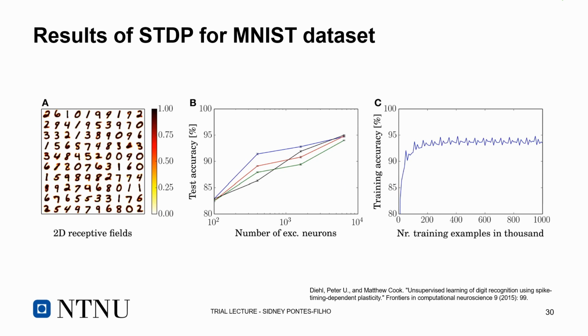When we increase the number of excitatory neurons, that is the graph in the middle, we have the test accuracy increasing up to 95% accuracy. And when we add more and more training samples, that is the one on the right side, we have an increase in training accuracy, but it reaches a plateau.